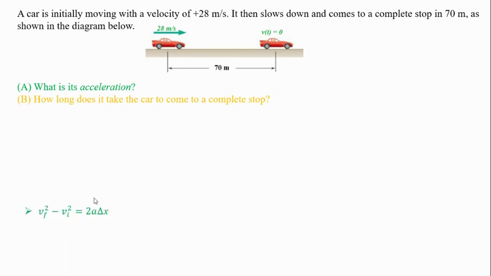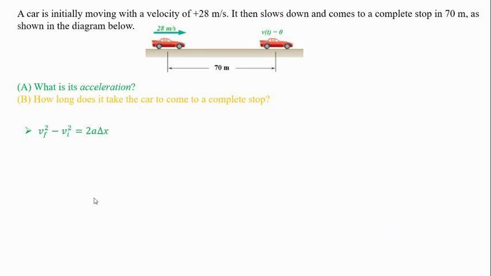Let's do part A. The question asks you to find the acceleration of the car, or aka in this case is going to decelerate. All right. So the first strategy that I think is quickest is this particular function in kinematics: vf squared minus vi squared equals 2a delta x. Why? It's because you have a bunch of information already.